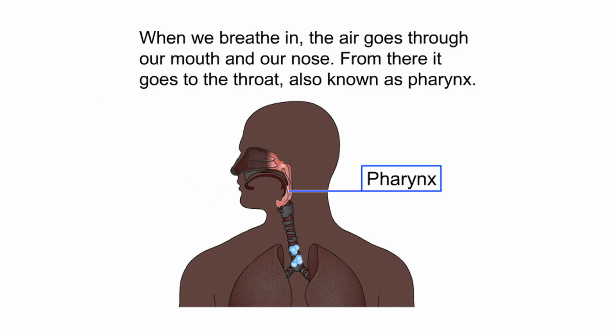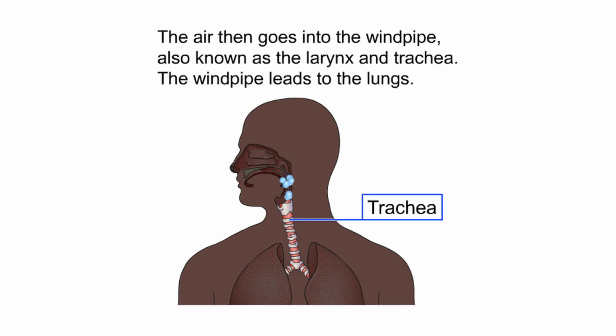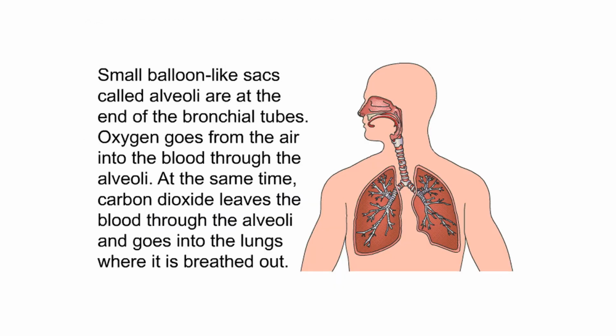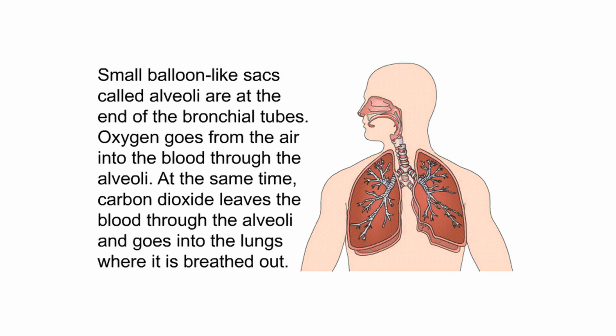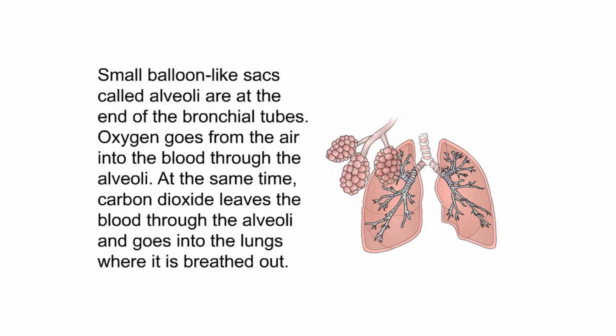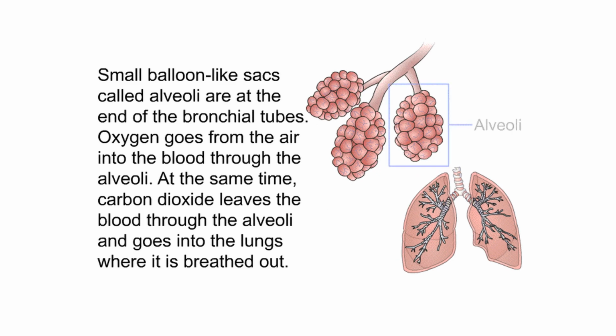When we breathe in, the air goes through our mouth and our nose. From there it goes to the throat, also known as pharynx. The air then goes into the windpipe, also known as the larynx and trachea. The windpipe leads to the lungs. From the windpipe, air goes into a number of increasingly smaller tubes called bronchial tubes. Small balloon-like sacs called alveoli are at the end of the bronchial tubes. Oxygen goes from the air into the blood through the alveoli. At the same time, carbon dioxide leaves the blood through the alveoli and goes into the lungs where it is breathed out.